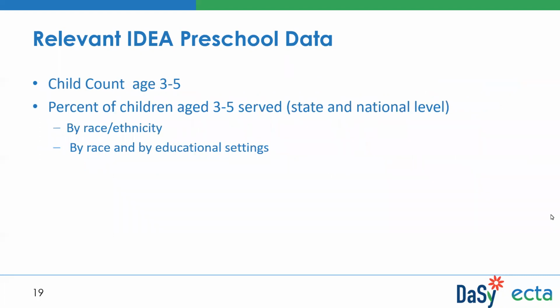Okay, the next slide. So we also, similar to Part C, look at child count, but this time for age 3 to 5. And also the percentage of children served age 3 to 5 at the state and the national level by race, ethnicity, and by race and educational settings. Ginger, do you want anything there to add? No, just that knowing those percentages of children served, you can link that to program characteristics that can provide you really valuable information about services by race or setting. Mm-hmm. Okay, thank you. Next slide.